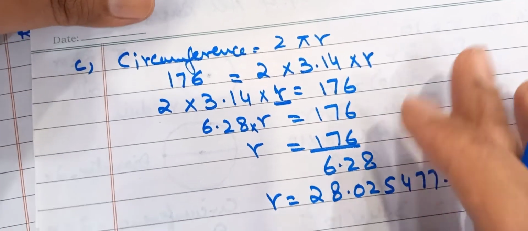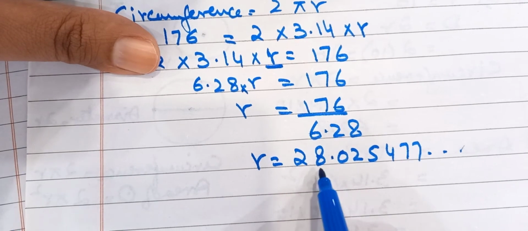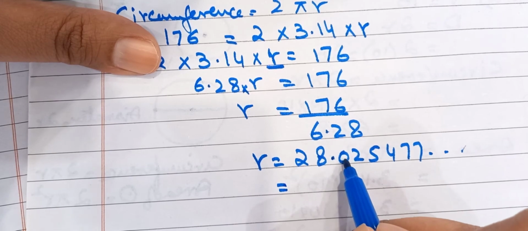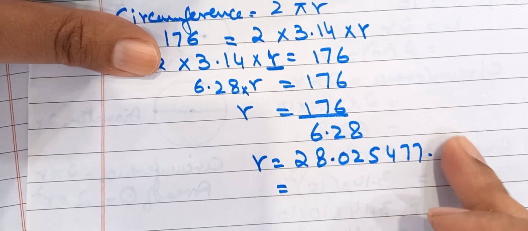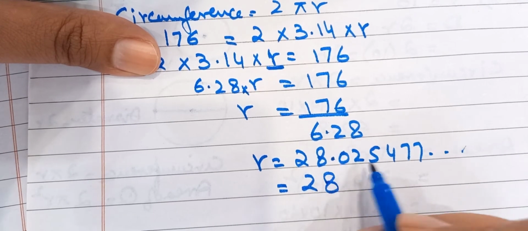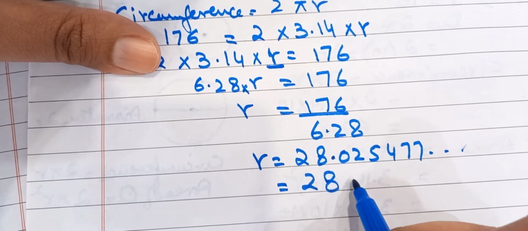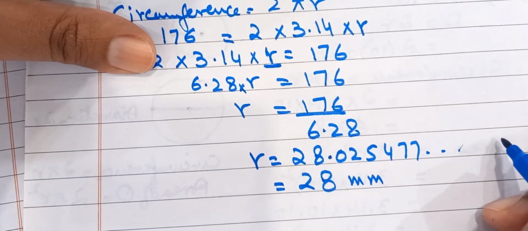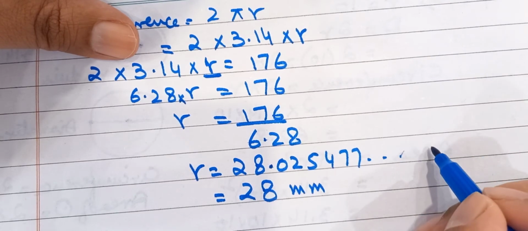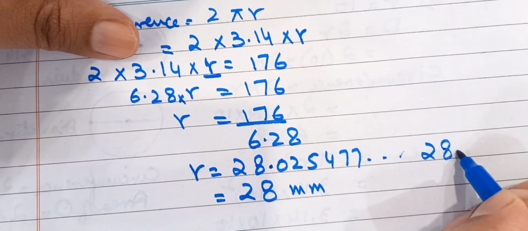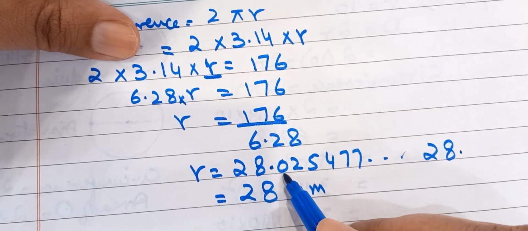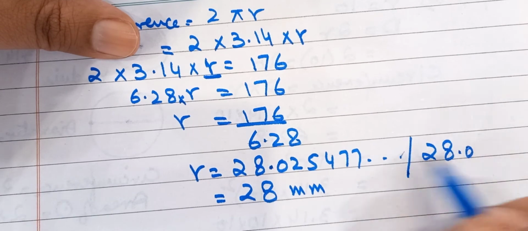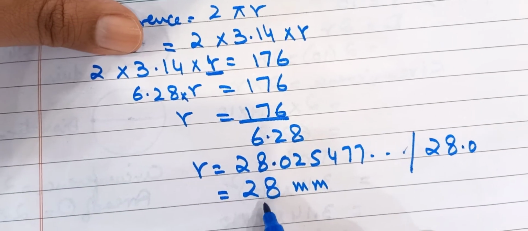In the answer they have rounded it off, and as there is 0 after the decimal, they have disregarded all this and just written 28 over here. So radius is 28 millimeter. If you do it to one place of decimal, it will hardly make any difference, as there is 2, the 0 will not change. So they have written 28 over here.